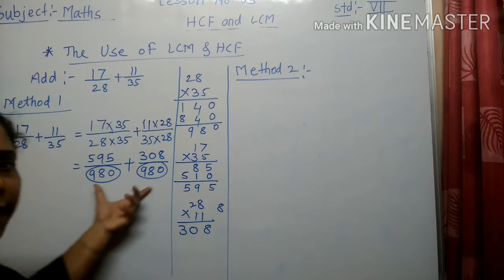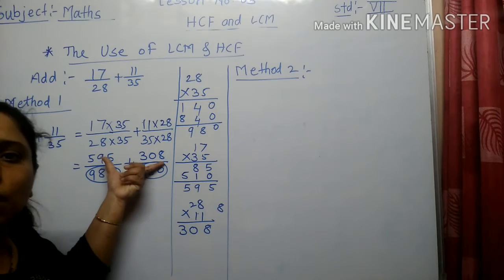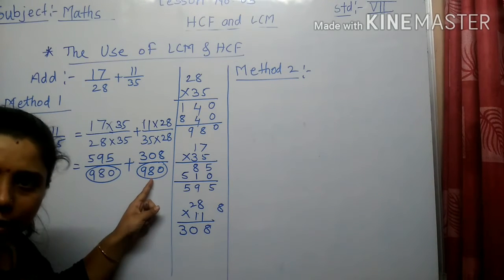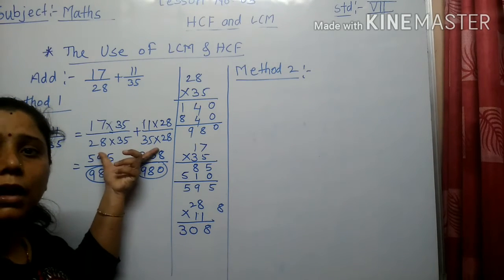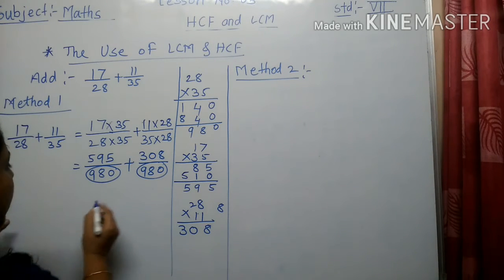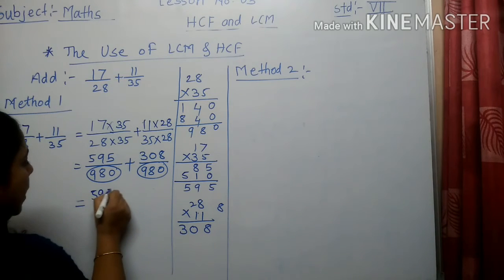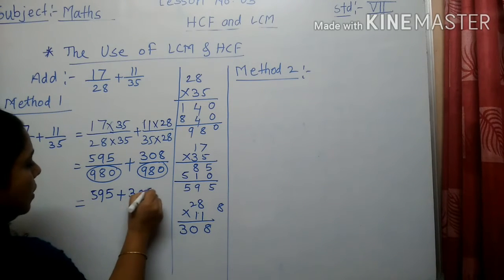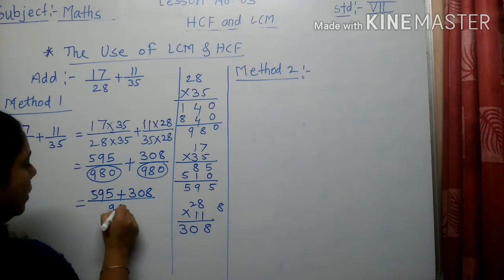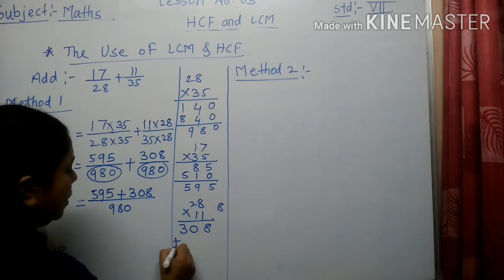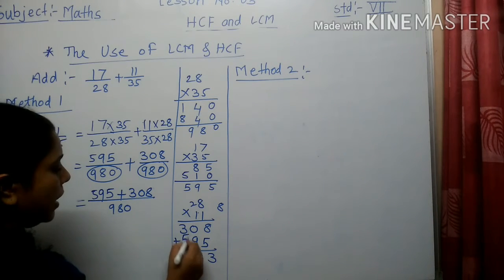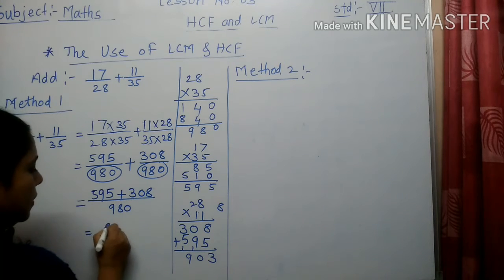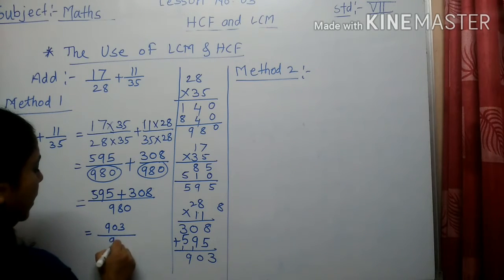Okay. Now here denominators are same. Now I will focus on the numerator. Now in this sum, we have to add. So now the denominators are same. We can add the numerators. Now add the numerators. 595 plus 308 divided by 980. Now what is addition? I am doing the addition over here. 8 plus 5, 13, 1. 9 plus 1, 10, 1. 5 plus 3, 8 plus 1, 9. 903 upon 980.